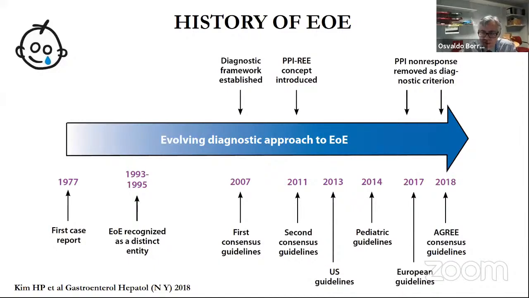The first case report was in 1977, and there has been a significant evolution in the last decades. It was recognized as an entity in 1993-95, and during that time there was the first published study in children, where 12 children with refractory gastroesophageal reflux were treated with elemental diet, and all of them responded to the diet. There was also a resolution of the eosinophilic infiltration of the esophagus. The first guideline was done in 2007, then the second consensus in 2011, then the first European pediatric guidelines in 2014, and finally other guidelines in 2017. So the field of pediatric gastroenterology regarding eosinophilic esophagitis has been very intense in the last 15 years.